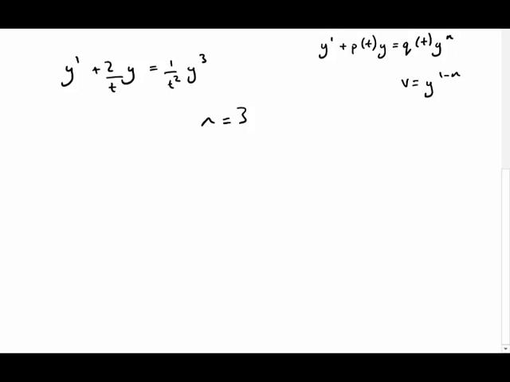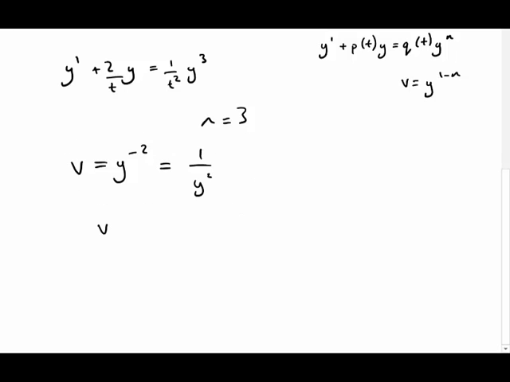Therefore I know that the substitution I'm going to make is v equals y to the power of 1 minus n, where n is 3. So this becomes 1 minus 3, which is of course minus 2, or I can write that as 1 over y squared. Whichever form you prefer is absolutely fine. Right, okay, so I'm going to make this substitution.